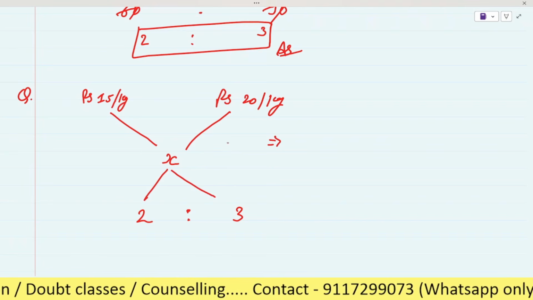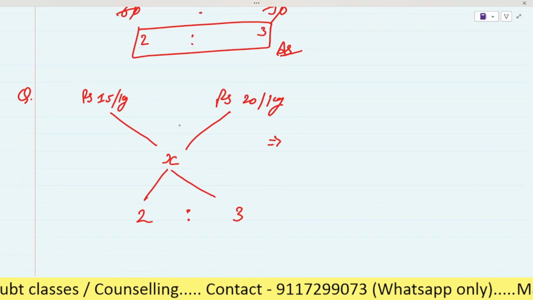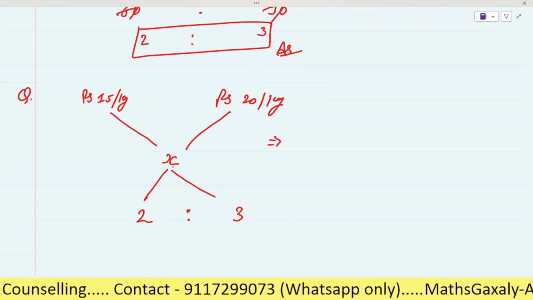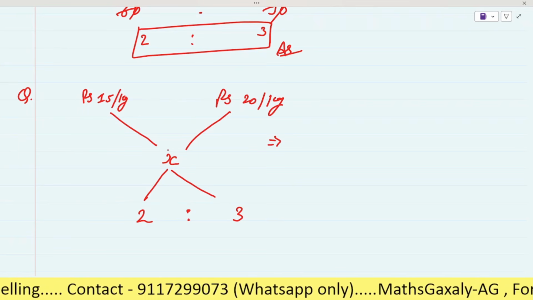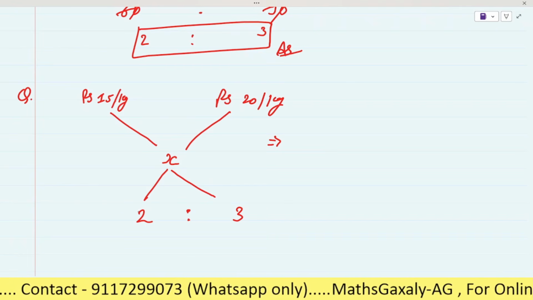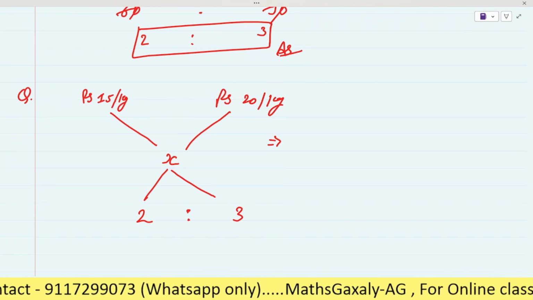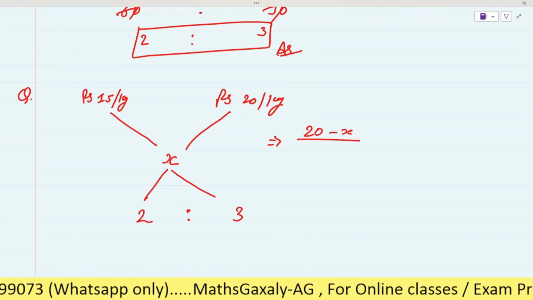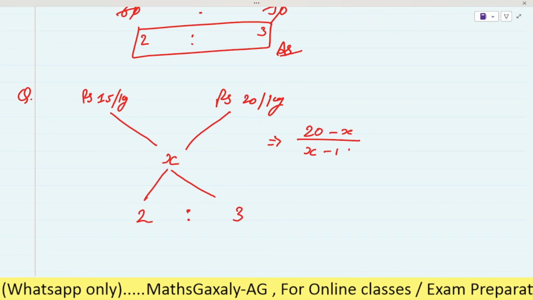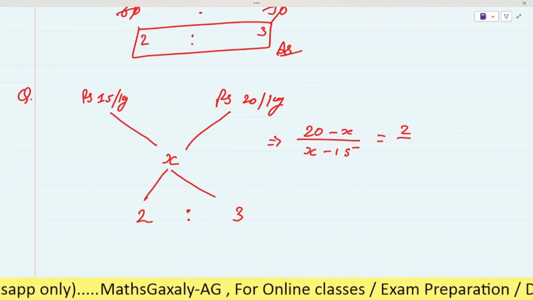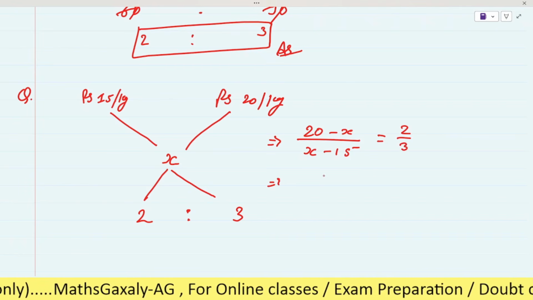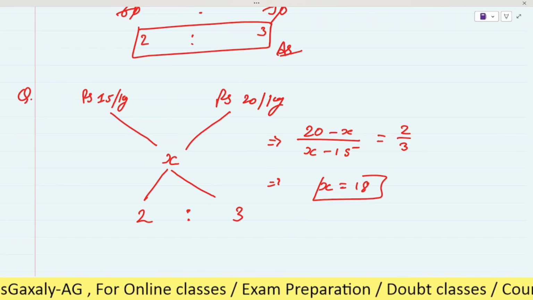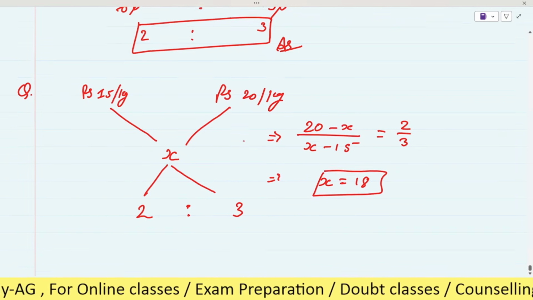So here we can solve this in two ways. First of all, we know that this 3 we got after doing 15 minus x, or x minus 15, right? And this 2 we got by this 20 minus x. Is it clear? So here we will do 20 minus x divided by x minus 15, and it will be 2 by 3. Now you have to solve this one, and here you will get the value of x as 18. This is the first way.